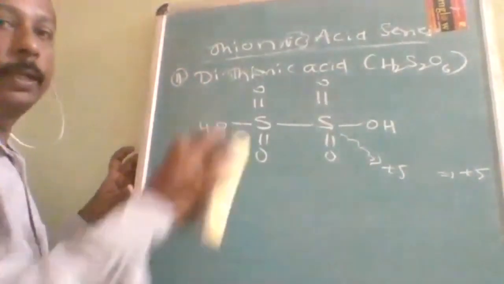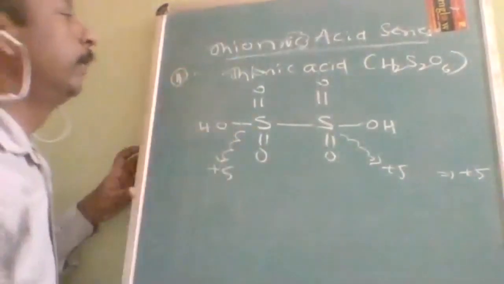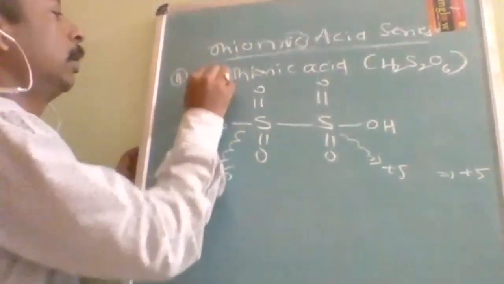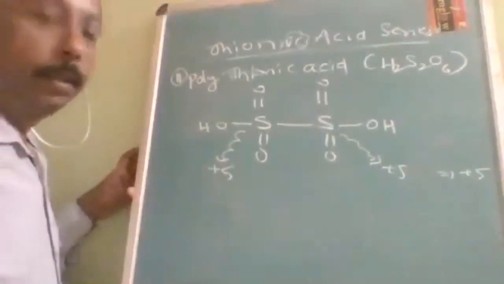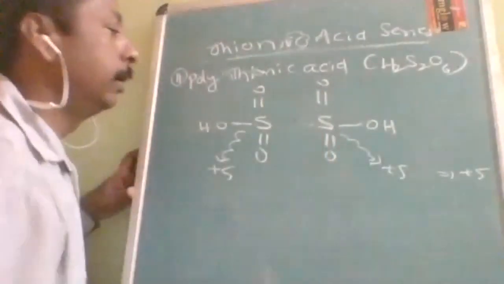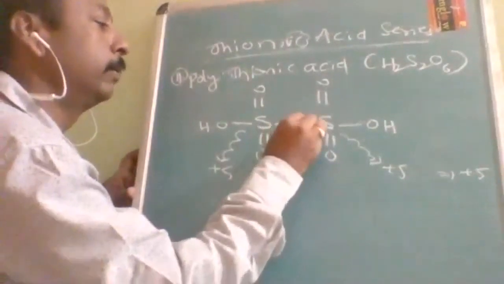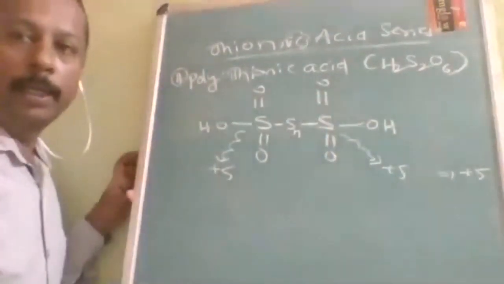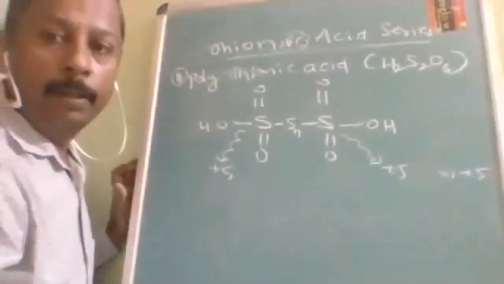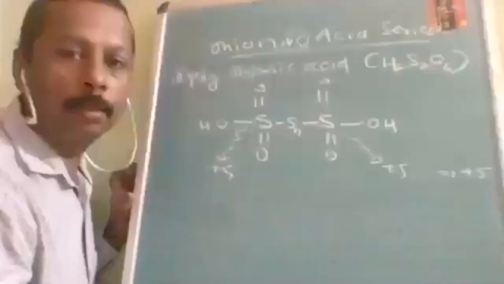Then the most important one in the second point is polythionic acid. Dithionic acid we have studied, so it will be easy for you to understand poly. Polythionic acid, very easy. In between these two sulfur, there will be n number of sulfur.